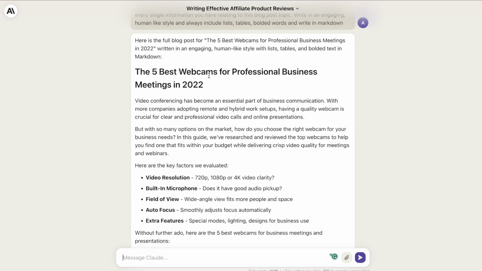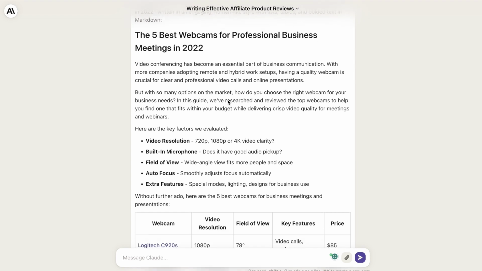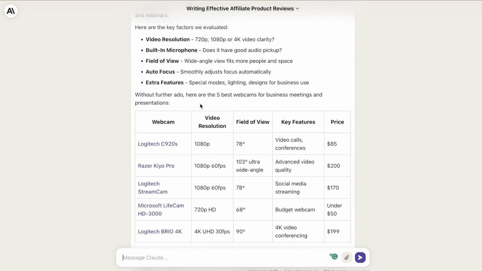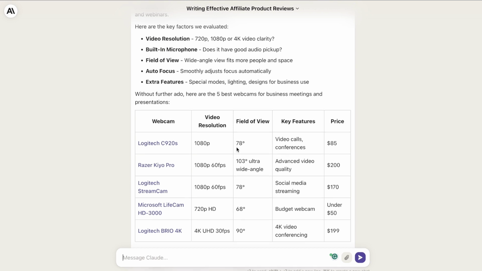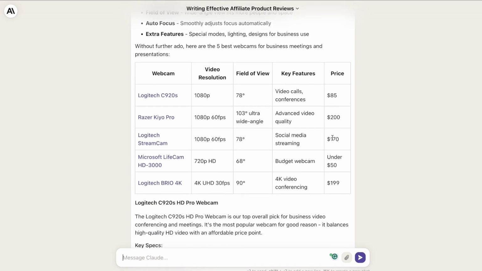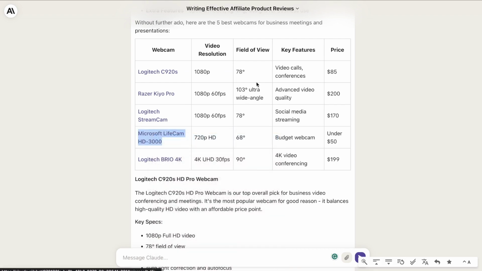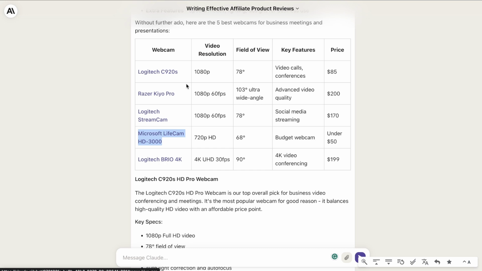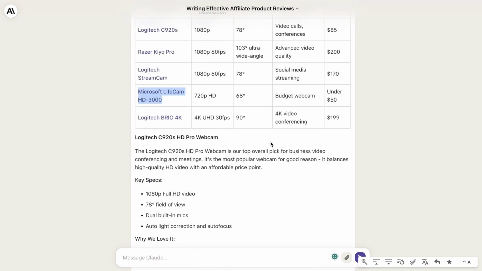And this is the output that we got back from Claude, the 5 best webcams for professional business meetings. Here are the factors which they included. For the webcams, we get a nice chart here with the video resolution, the field of view, key features, and the pricing. And we get some links here. Let's see if those links actually work. So I don't think those links work, but it is nice that they have those links included.